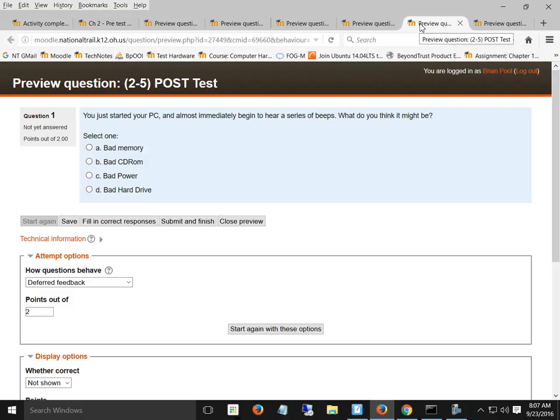Okay, if you just start your PC and almost immediately hear a series of beeps, what do you think it might be? Now, this is part of the POST stuff, and here we'll look up this one. You read an article on what those beep codes are, if you remember, a while back. But the most common series of beeps that we might get generally don't go away and will annoy us forever.